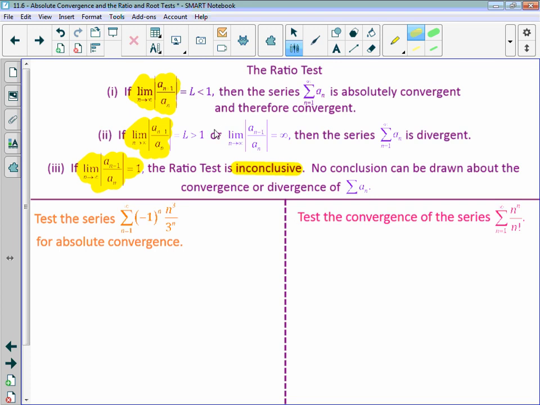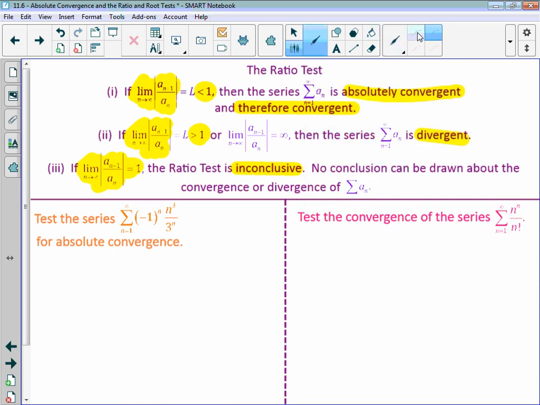Okay, if it's greater than 1 or infinite, think about if it's greater than 1 or infinite. What do you think that that would do? Diverge, right? It's getting really big, so it's going to diverge, so it falls right into what you would think there. And if it's less than 1, then it's going to converge. So it's actually absolutely convergent because of the absolute value symbols, and therefore it's convergent. Okay, so questions on that at all?